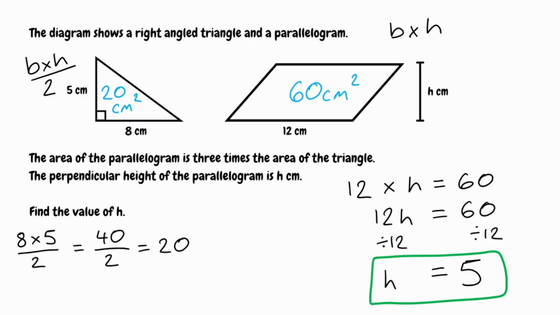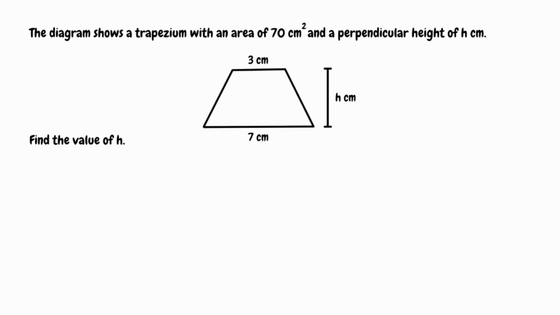Okay, let's take a look at one final example. Okay, and for this question, we've got that the diagram shows a trapezium with an area of 70 centimetres squared and a perpendicular height of h centimetres. Again, in this one, we need to find the value of h.